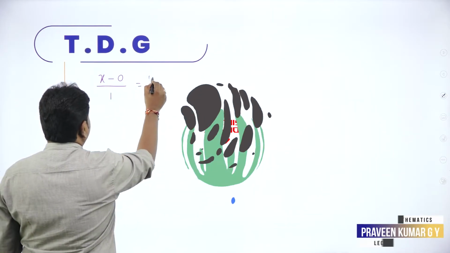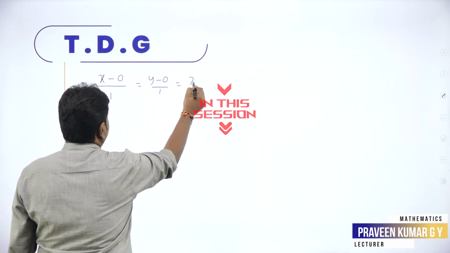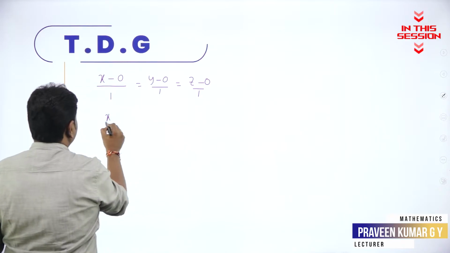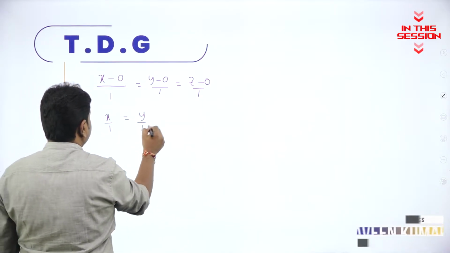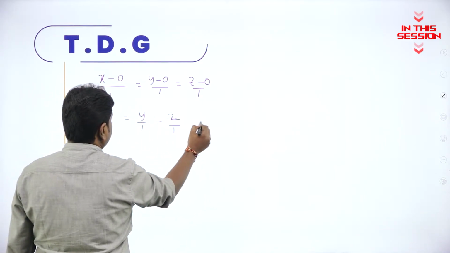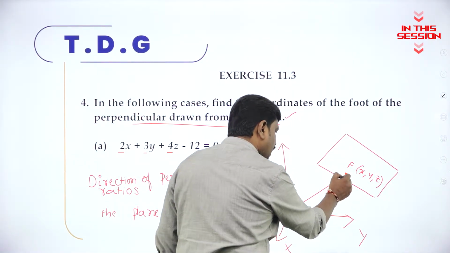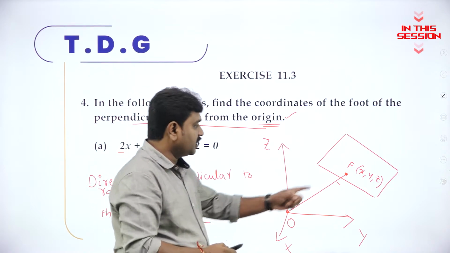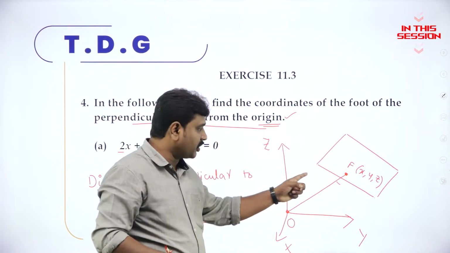So x minus 0 by 1, y minus 0 by 1, z minus 0 by 1. So x by 1, y by 1, z by 1 are all equal. This is the line equation, always equated to lambda. The foot of perpendicular is a point on the line. It's a point on the line as well as a point in the plane.